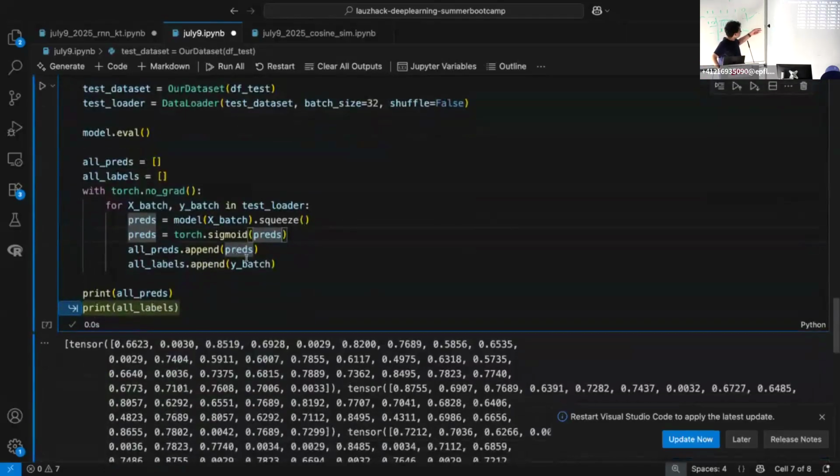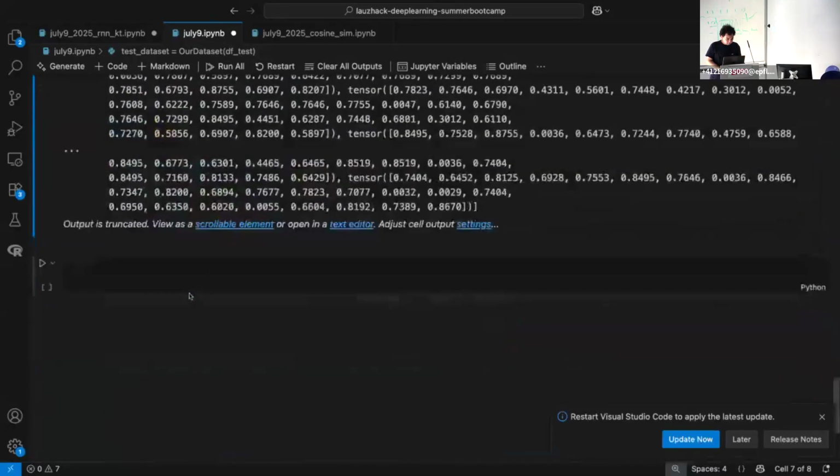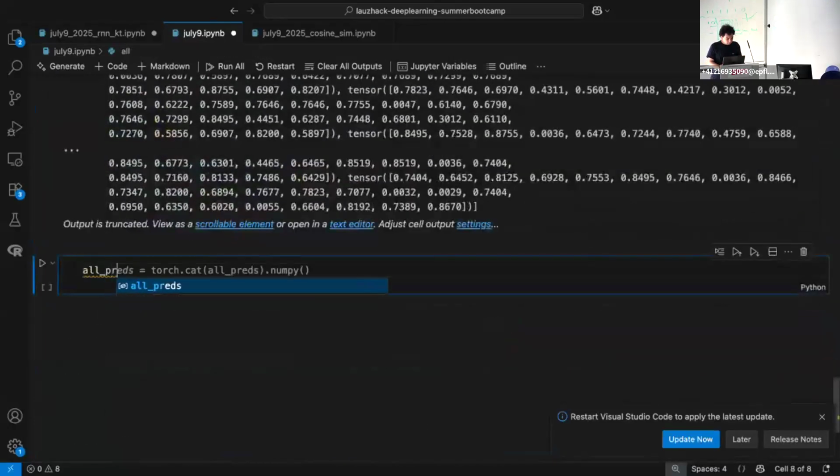So you can see, if I print all preds, these are values. How can I get a sense of these values? I need to convert them to a categorical variable, like 0 or 1. You can actually use a very good function for this in torch. All preds.